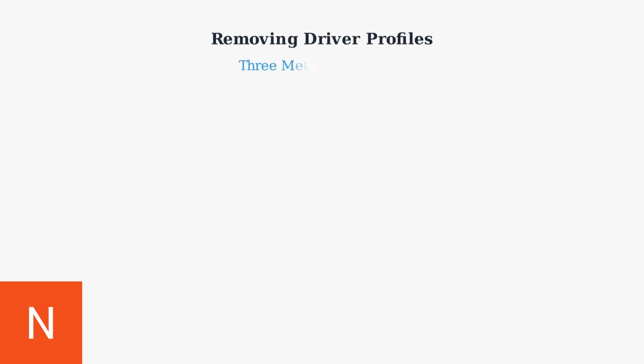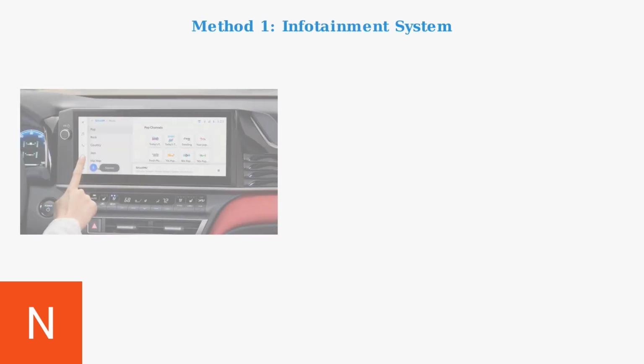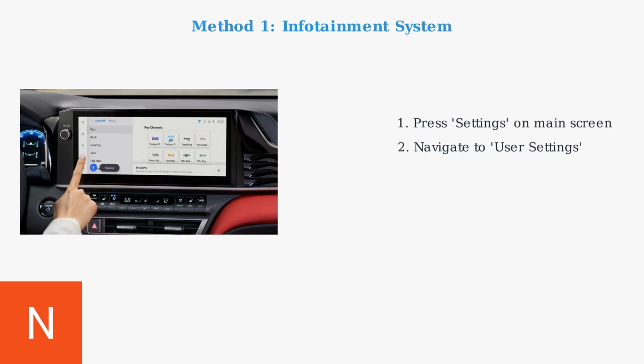Toyota vehicles store personal settings in driver profiles. When selling or returning your vehicle, it's important to remove these profiles to protect your personal data. There are three main methods to accomplish this. The most common method is through your vehicle's infotainment system.